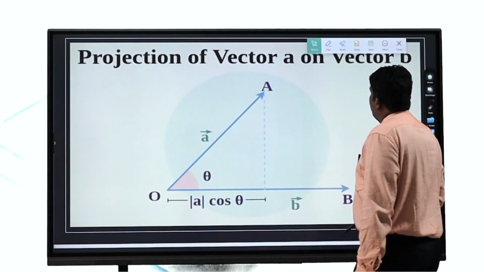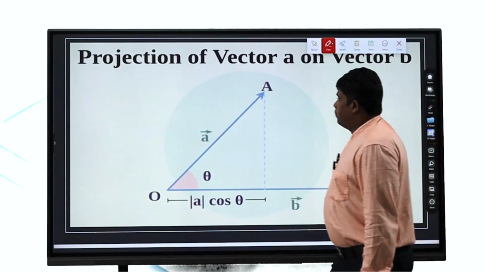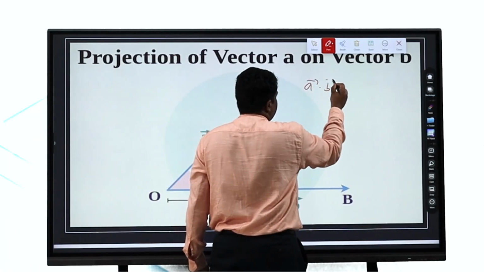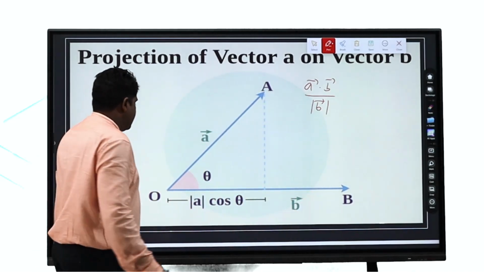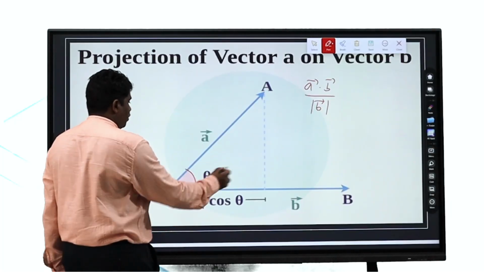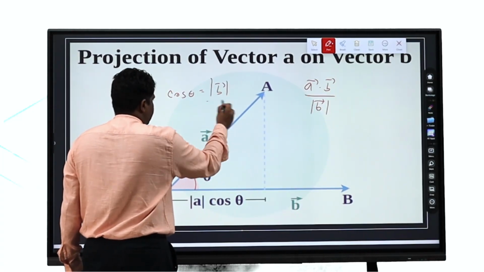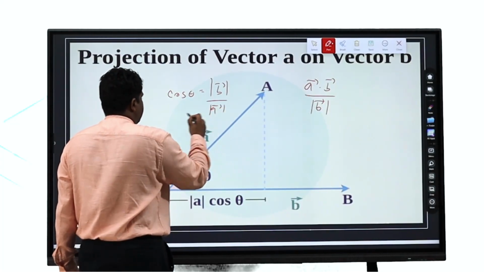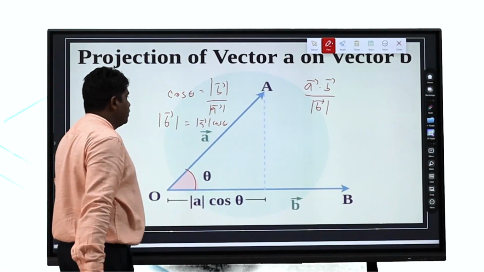Projection of a vector A on B. What is the projection of vector A on B? The projection of vector A on B is given by A dot B divided by magnitude of vector B. Let this be theta, this is vector A and this is vector B. Then what is cos theta? Cos theta is the adjacent side, that is B, divided by the hypotenuse, that is A. Then B is equal to A cos theta, which is the projection of A on B.